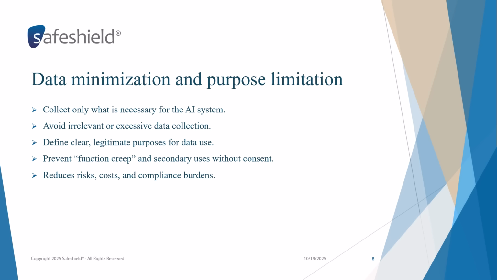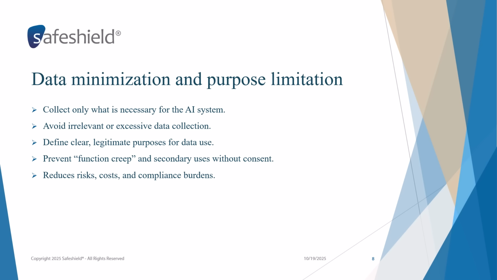Purpose limitation requires that personal data be used only for the specific purpose originally communicated to the user. If an AI system collects email addresses to deliver personalized product recommendations, those addresses cannot later be used for unrelated marketing without additional consent.